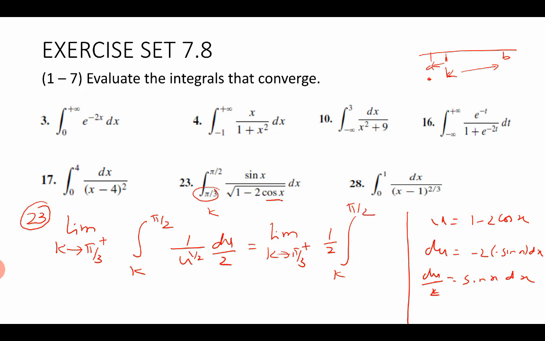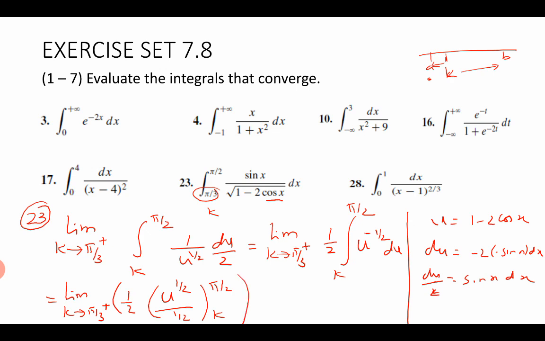The upper limit has no problem. Between pi by 3 and pi by 2, this function will not have any trouble. So the problem occurs only at the lower limit. We can remove the lower limit and place a constant k there. So you are going from a to b, with the problem at the lower limit. So you take a k here, and you integrate from k to b, and then finally your k approaches a from the positive direction. Here a is pi by 3. So we are writing limit k approaches pi by 3 from the positive direction, integral k to pi by 2.